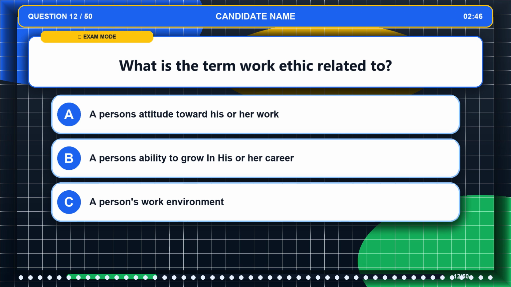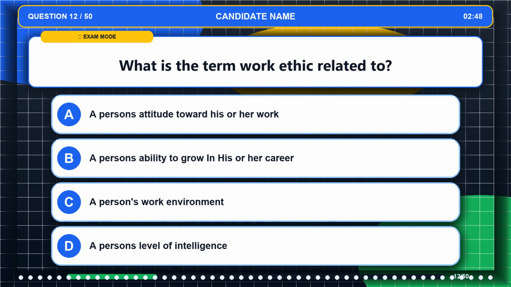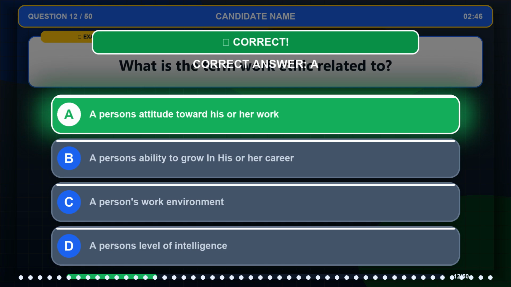What is the term work ethic related to? Option A, a person's attitude toward his or her work. Option B, a person's ability to grow in his or her career. Option C, a person's work environment. Option D, a person's level of intelligence. The correct answer is option A, a person's attitude toward his or her work.